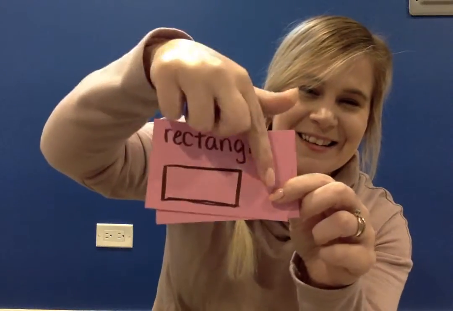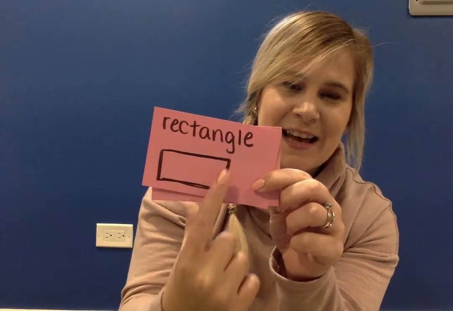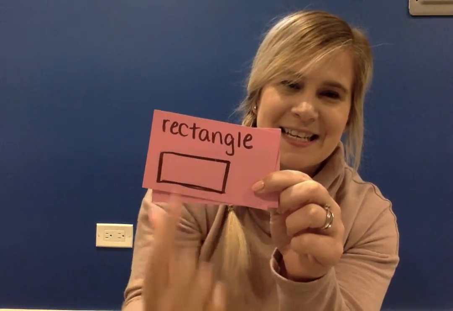I'm going to pick another one. Ooh, this is a tricky one. This shape has 4 sides and 4 vertices, 4 corners. It has 2 long sides and 2 short sides. Do you know what shape it is? A rectangle. 2 long sides and 2 short sides. 4 sides altogether and 4 vertices. Were you correct? All right, I have a couple more.